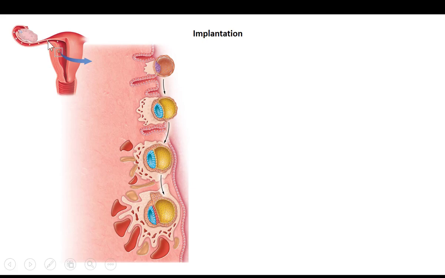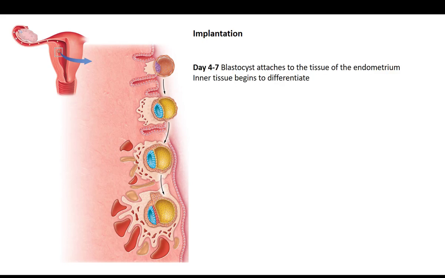So notice that it's coming from the uterine tube into the uterus here. And what we are waiting for next is the process of implantation. Implantation is when this blastocyst makes contact with the endometrium in order to burrow inside of it and essentially make contact from fetal tissue to maternal tissue. This is going to happen between day 4 through 7.